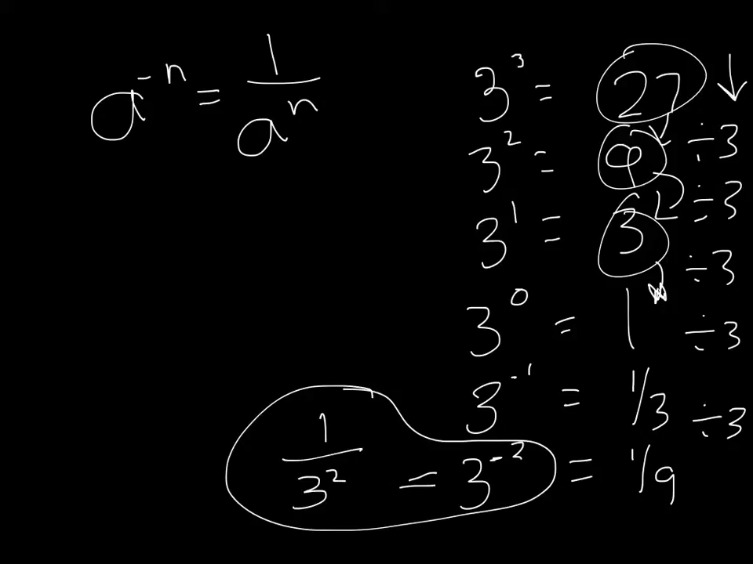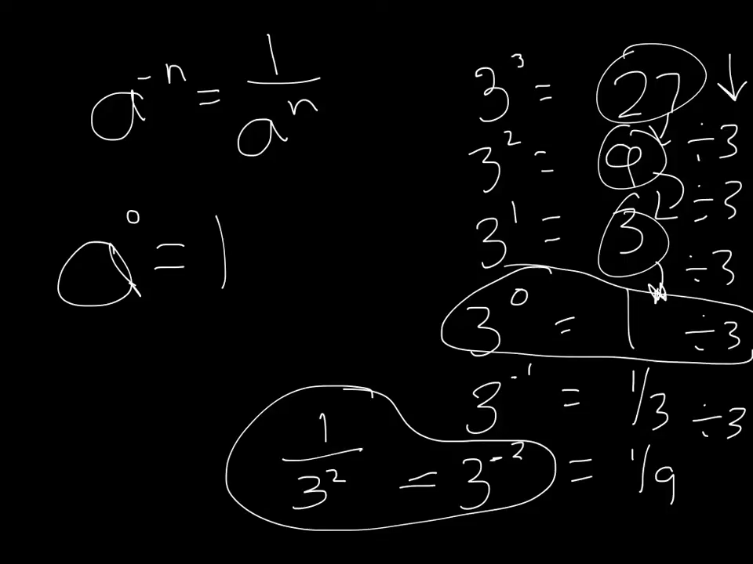And then this also brings up a good one. Any number to the 0 power is 1, because anything divided by itself is 1. And I think this highlights why anything to the 0 power is 1.